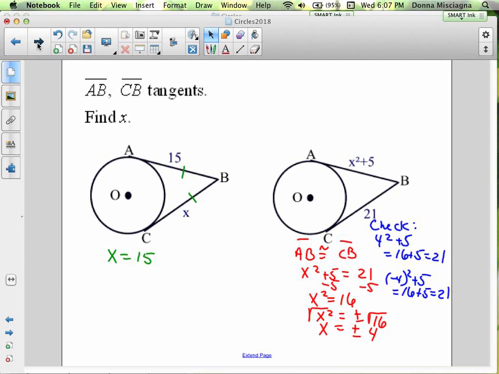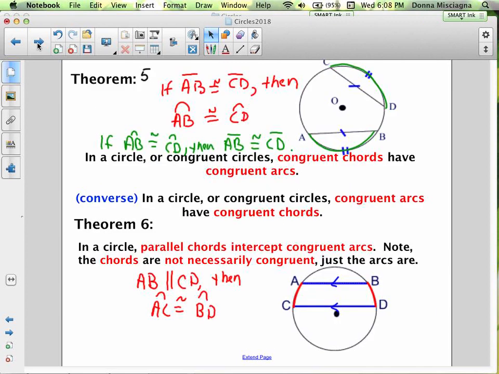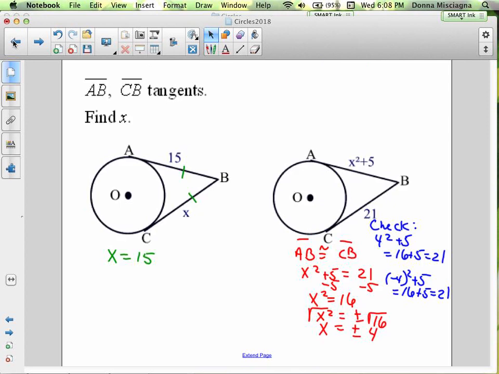The check isn't required so long as you recognize that if you square a positive or square a negative, you're going to get a positive answer. The only thing is I meant to write in both answers here. I left it as positive and negative 4. Let's instead write x equals 4 and x equals negative 4. There we go. X equals 4 and x equals negative 4.